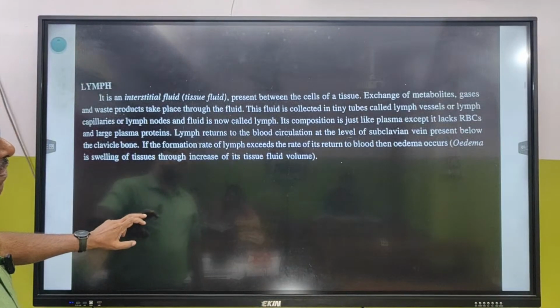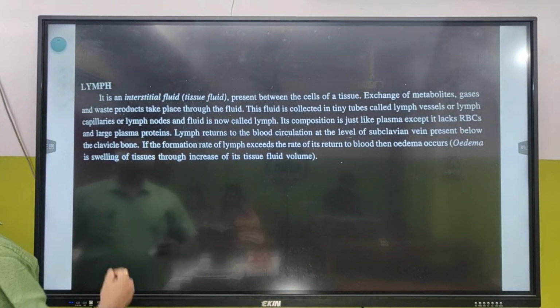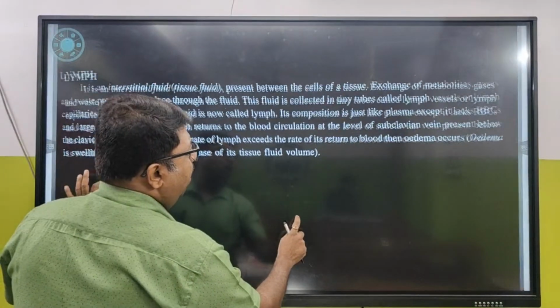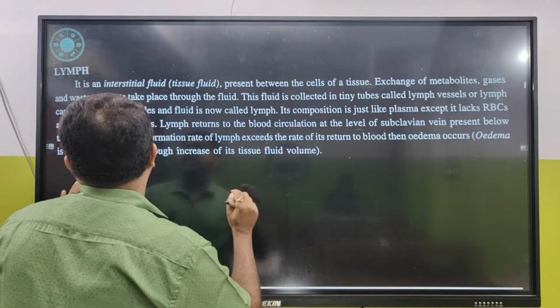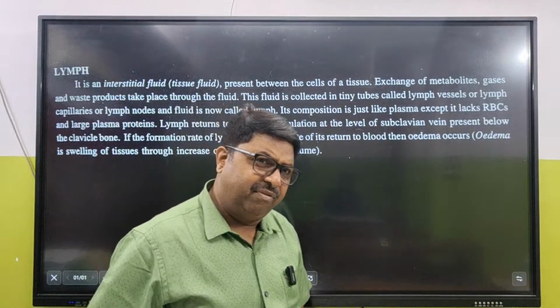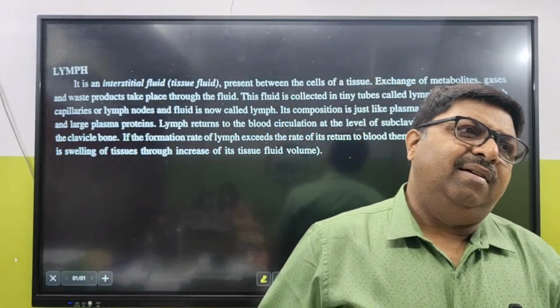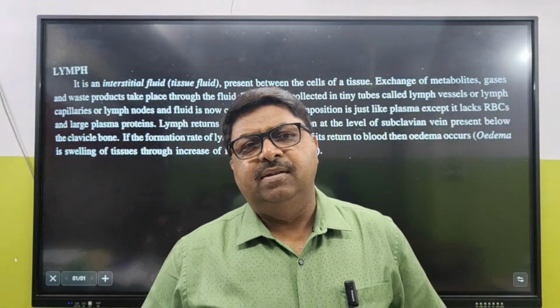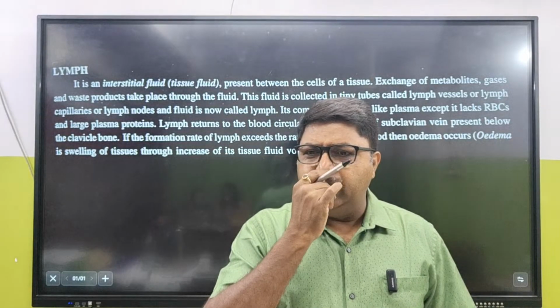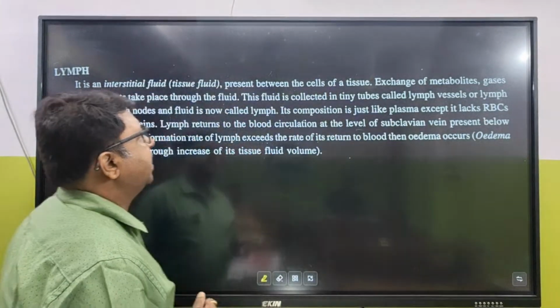Lymph. What is lymph? When we talk about lymph, what comes to our mind? Name a particular worm-originated disease which is related with lymph. Filariasis, elephantiasis. So elephantiasis, that is filariasis.